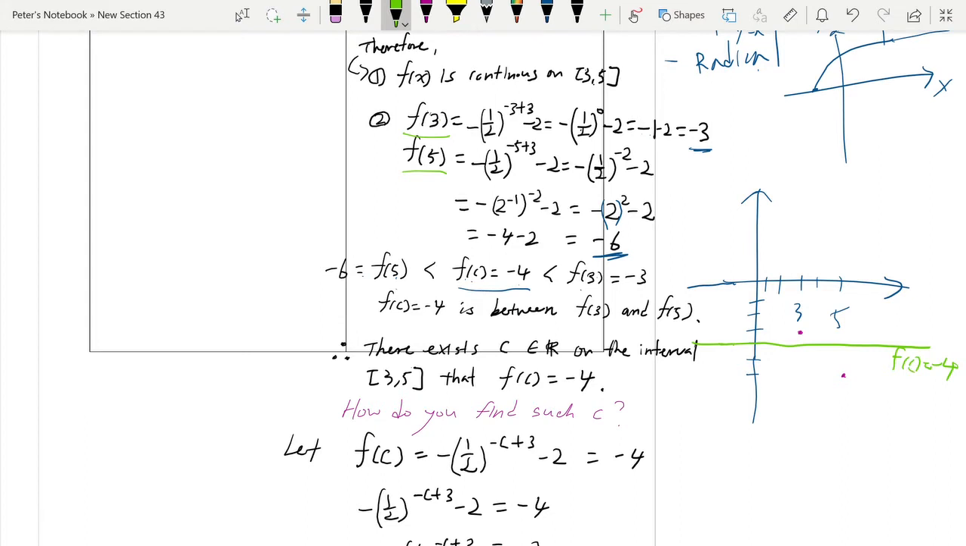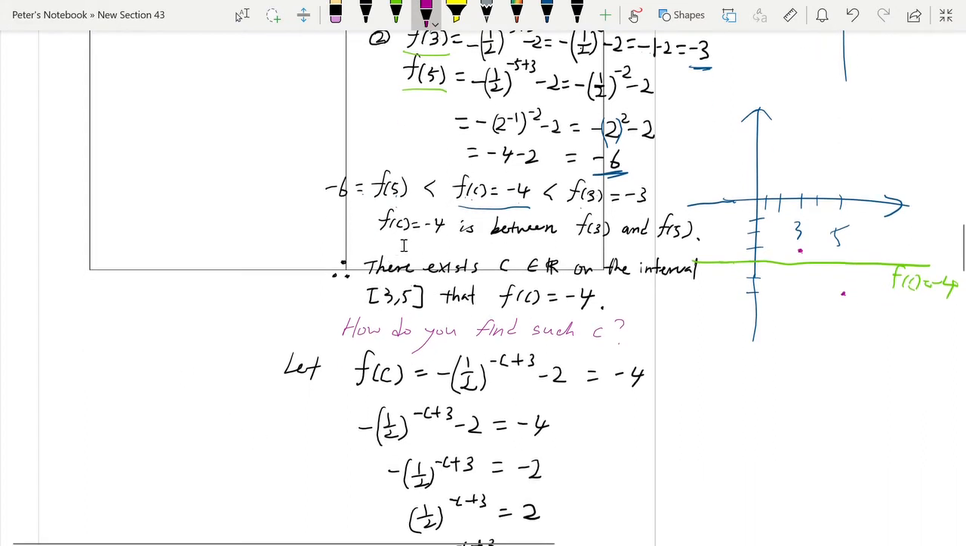So we see that, assuming this function is continuous, I need to cross this at least once to get there. I don't know how it looks in the middle, but at some point we should actually go across it. So here you say f of c equals negative 4 is between f of 3 and f of 5. Therefore, there exists some real number c on the interval of 3 to 5, so between x value 3 to 5, that f of c is equal to negative 4.